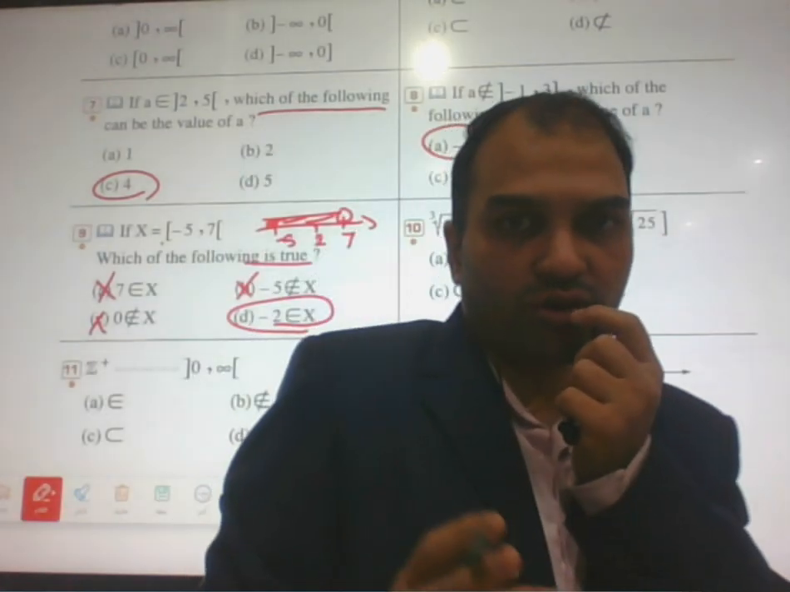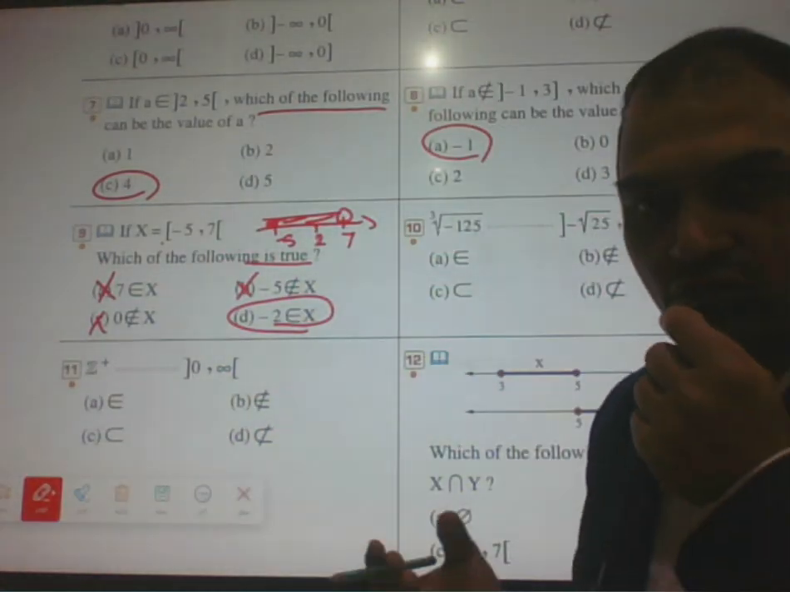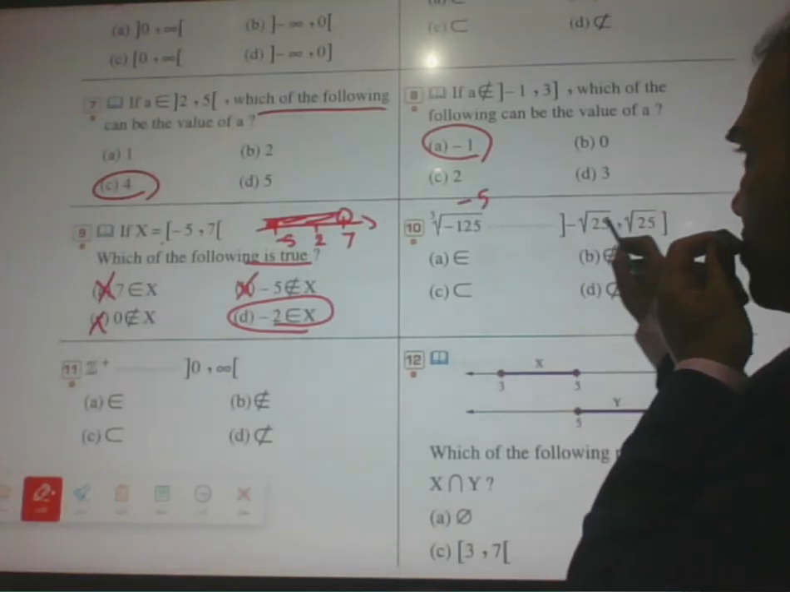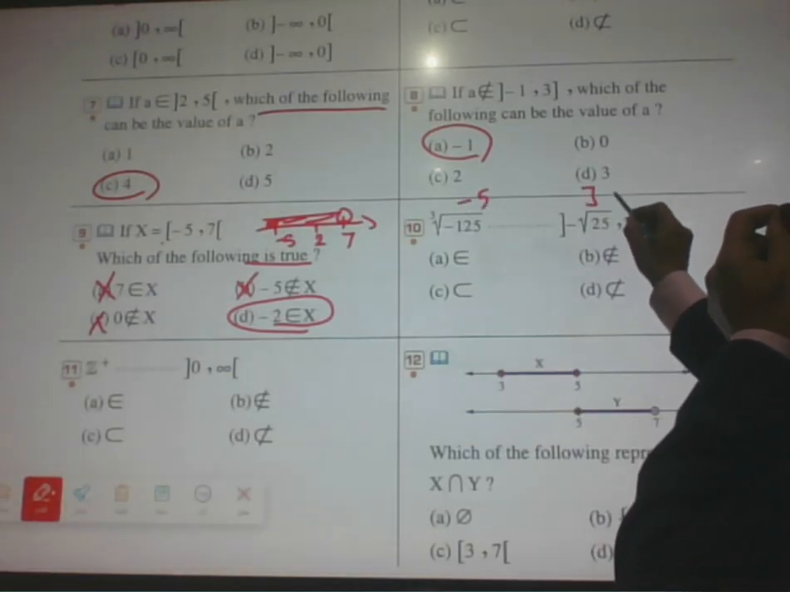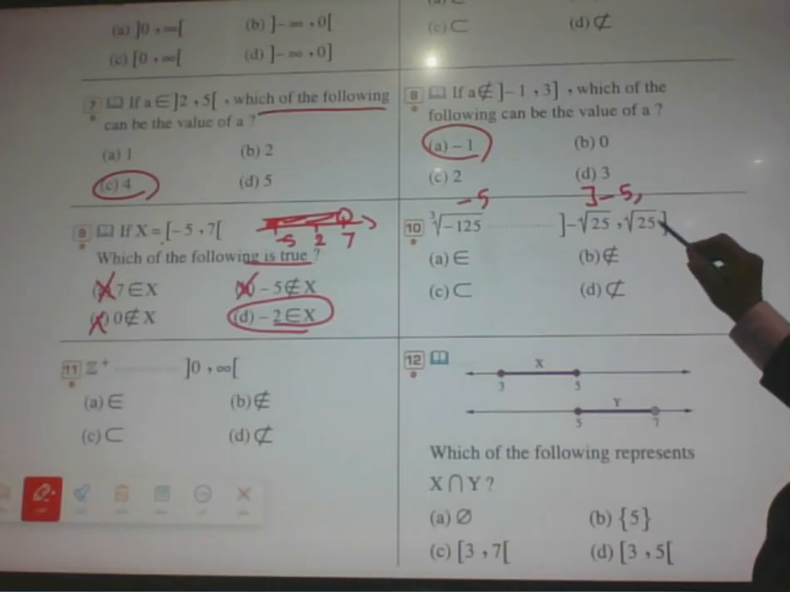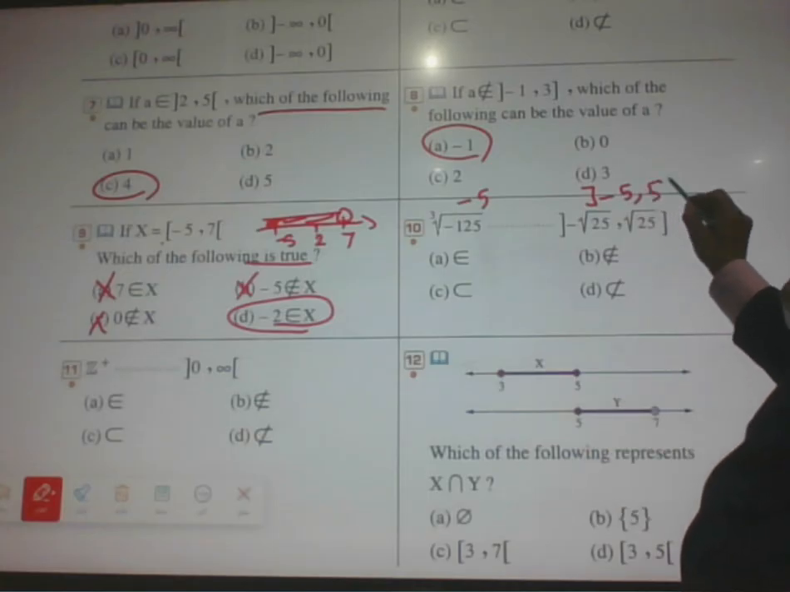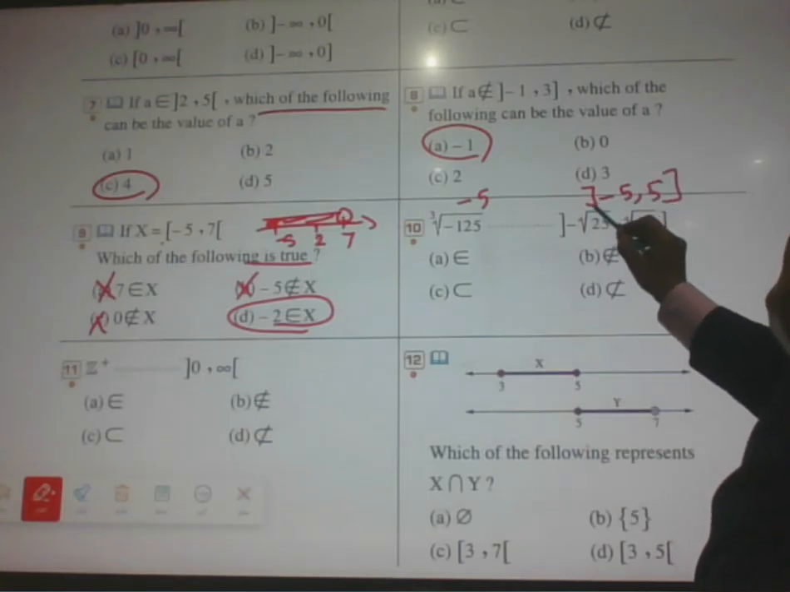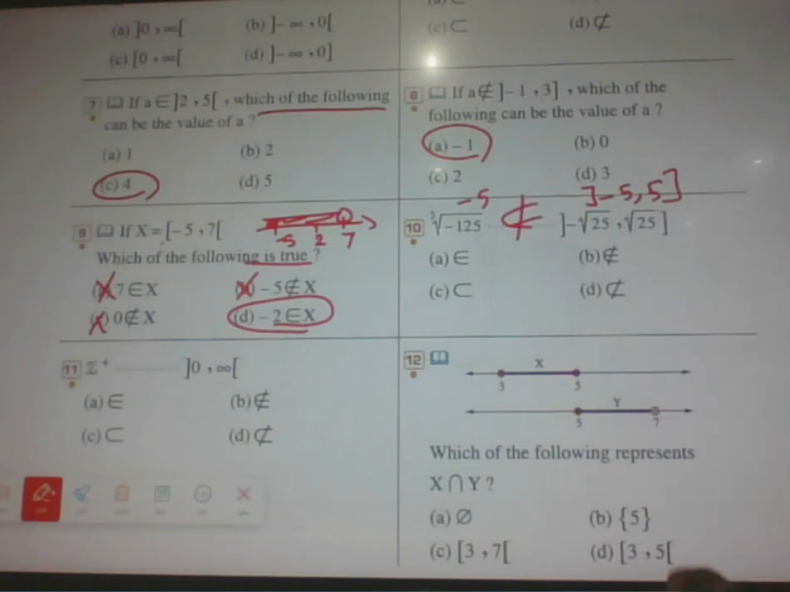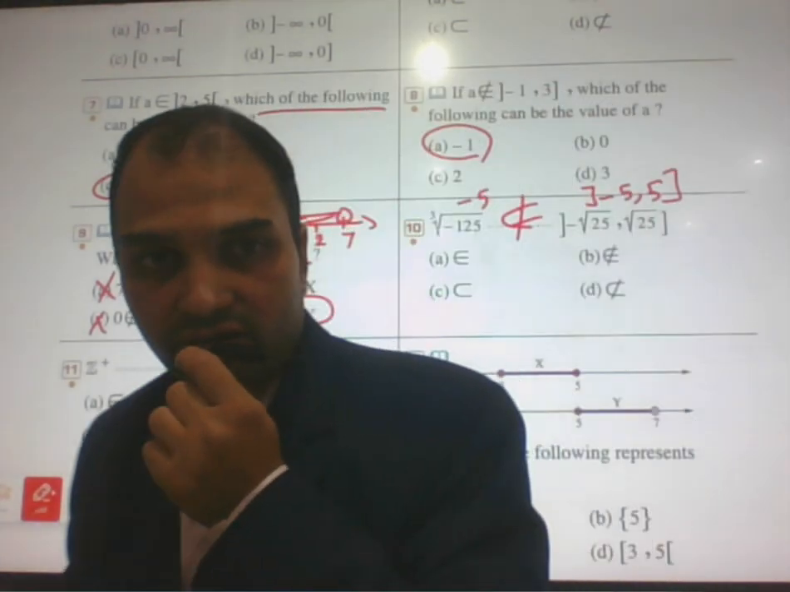Next question: the cubic root of negative 125 will be negative 5. The value here will be negative 5. And the value here will be the open interval from negative 5. The square root of 25 is 5. It's closed here. We have negative 5 not belonging. Why? Because it's opened here. Opened means we haven't negative 5 in this interval, okay?